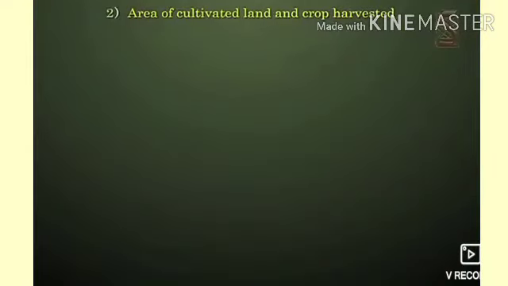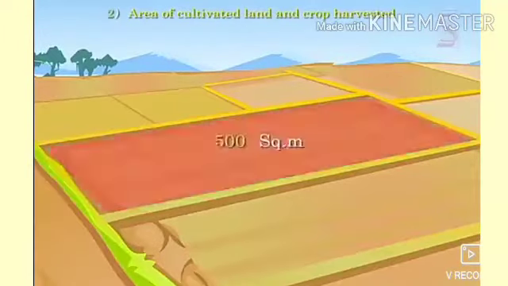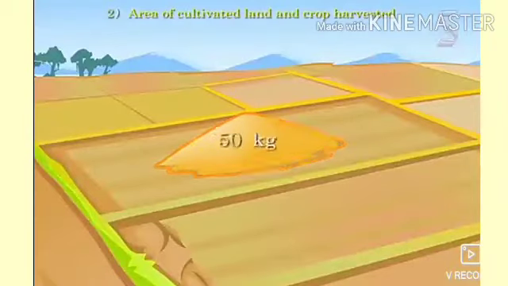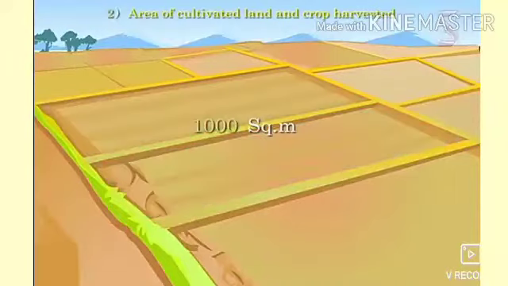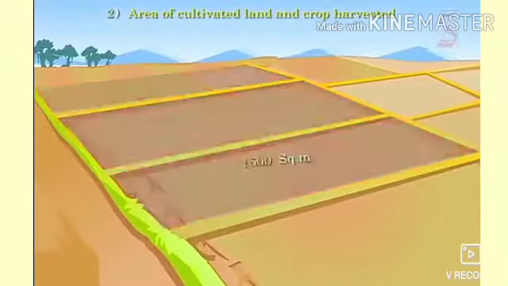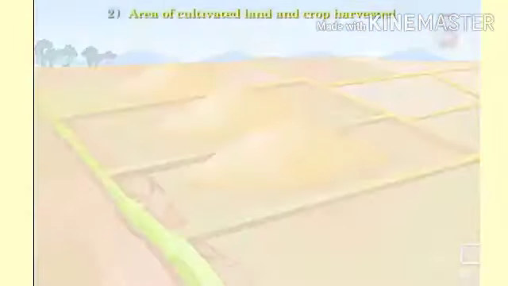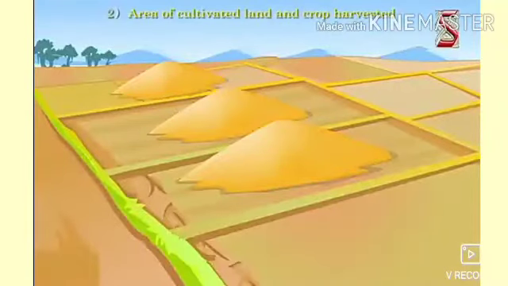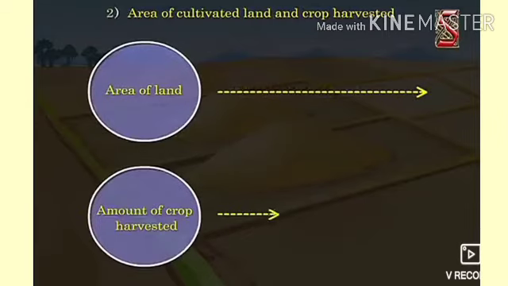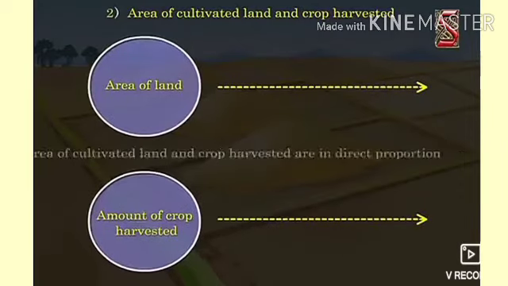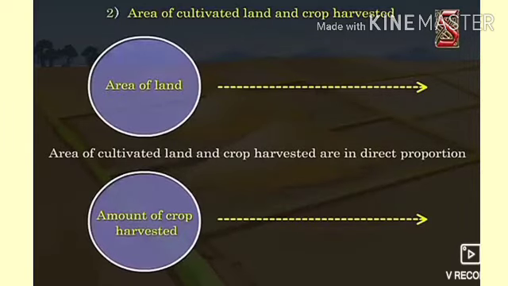Area of cultivated land and crop harvested. If we assume in a land of area 500 square meter, we can harvest 50 kilos of crop. It is sure in a land of area 1000 square meter, we can harvest 100 kilos of crop. And also in a land of 1500 square meter, we can harvest 150 kilos of crop. Hence, we notice that as the area of land increases, amount of crop harvested also increases. So, area of cultivated land and crop harvested are in direct proportion.